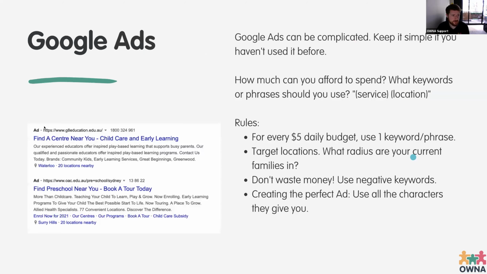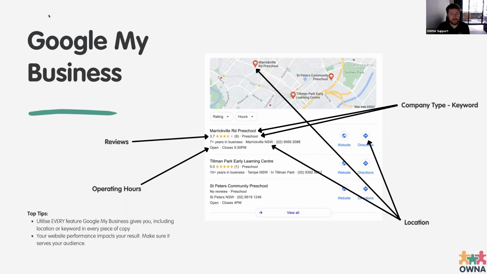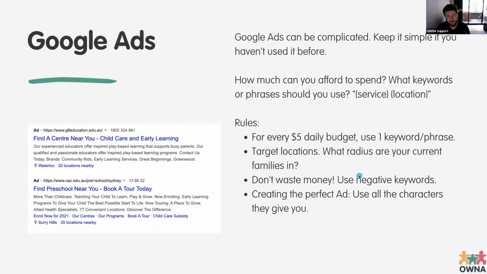So then we'll go on to the paid stuff from Google. So I searched some stuff around near me, and I obviously got GA Education and OAC. Google Ads can be very complicated, and you can waste a lot of money if you're not doing it right. So I've again tried to keep it really simple, and just a couple of rules to put in place that hopefully you can get a good return on investment.